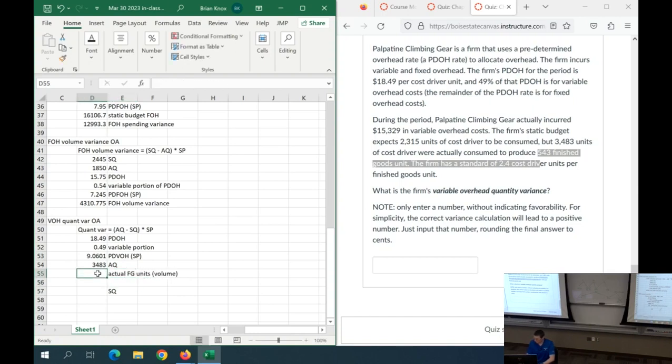Actual production volume of 543. 2.4 is the per unit standard quantity. So the total standard quantity, like we've done for a couple weeks here, is going to be those multiplied out. So our standard quantity is 1303. Our actual quantity, 3483. We use quite a few more cost driver units than expected. So our quantity variance is going to be unfavorable.